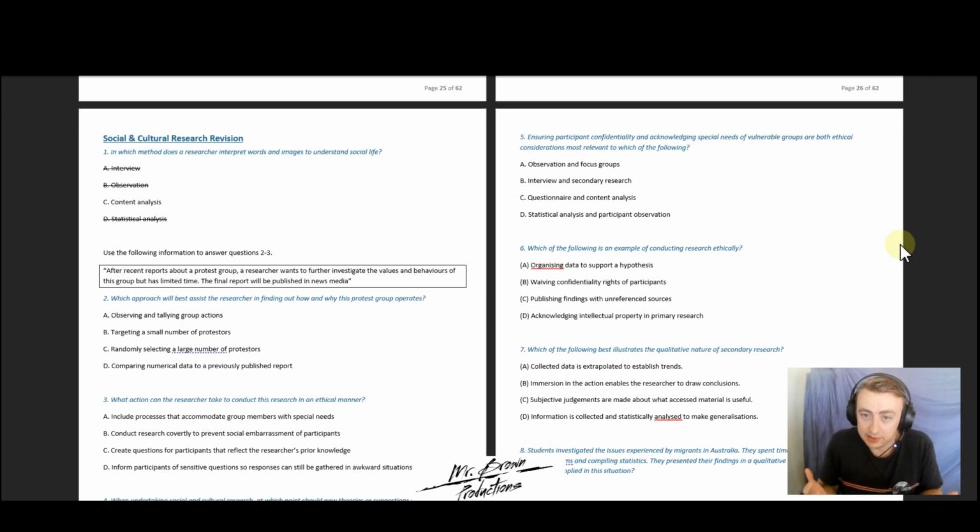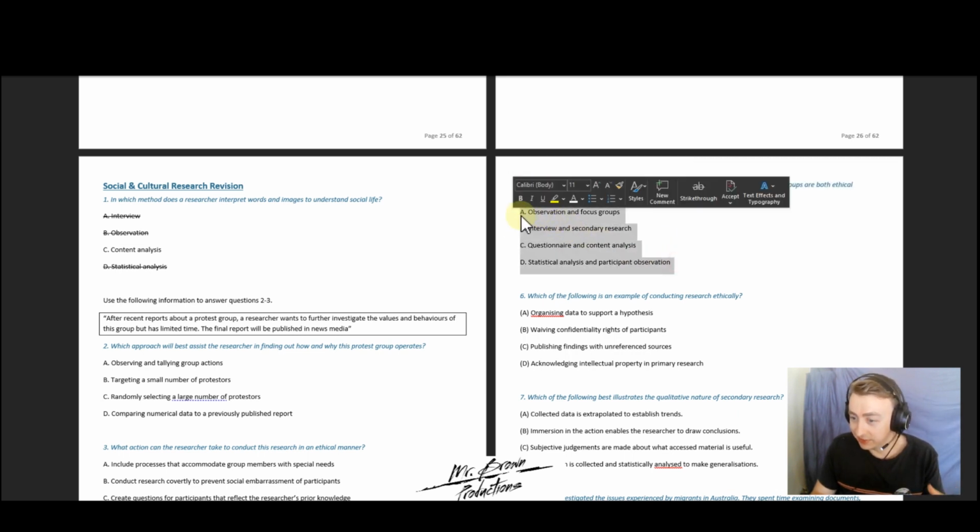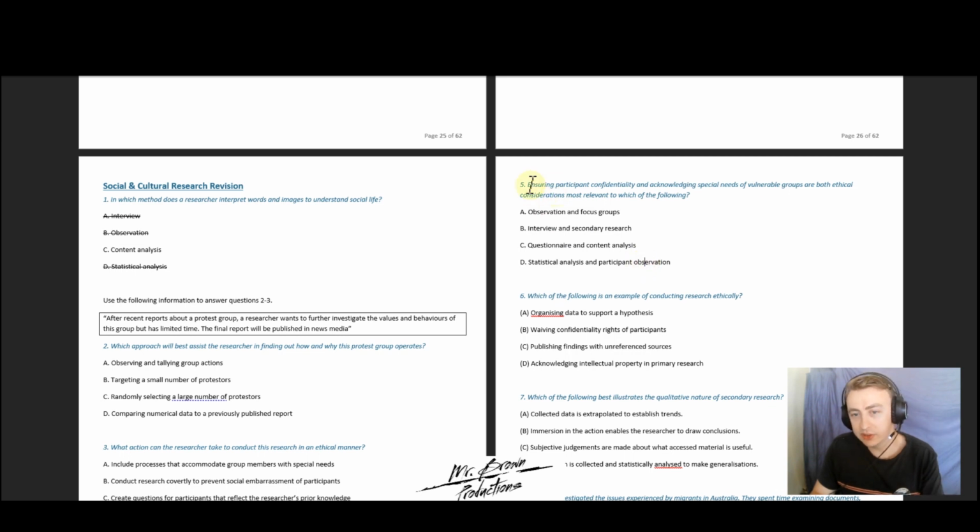Alright, so that's me modeling a slightly easier question. I'm going to do question 5 here because there are multiple things it's asking me to consider, and there are also multiple answers we've got to look at. First I have to read the question. Ensuring participant confidentiality and acknowledging special needs of vulnerable groups are both ethical considerations most relevant to which of the following? And I'm noticing that I've got two options for each.